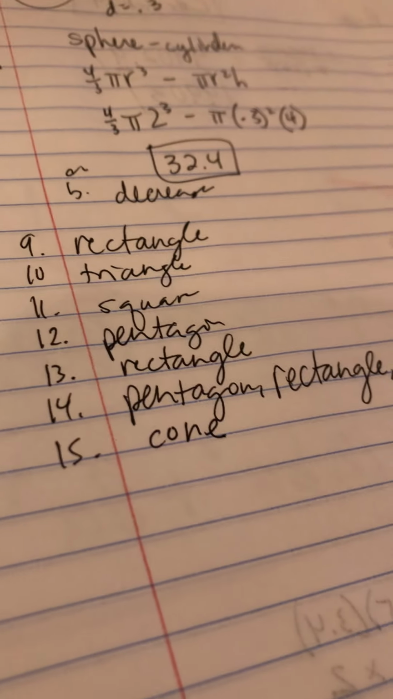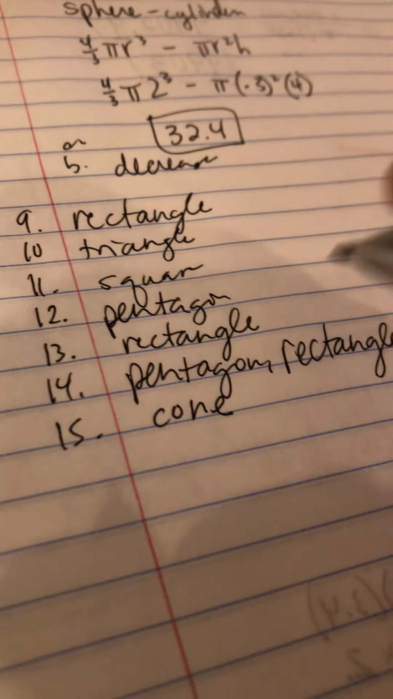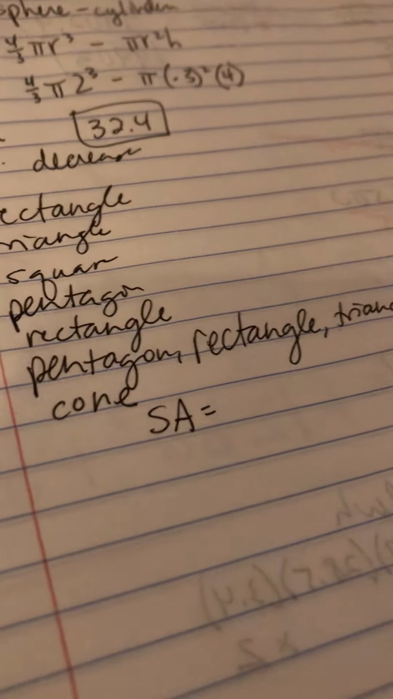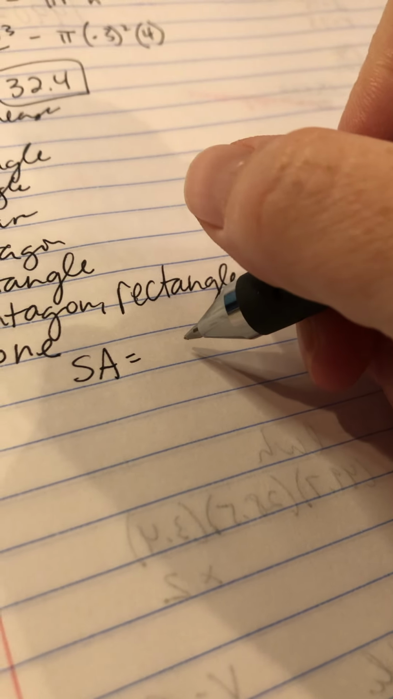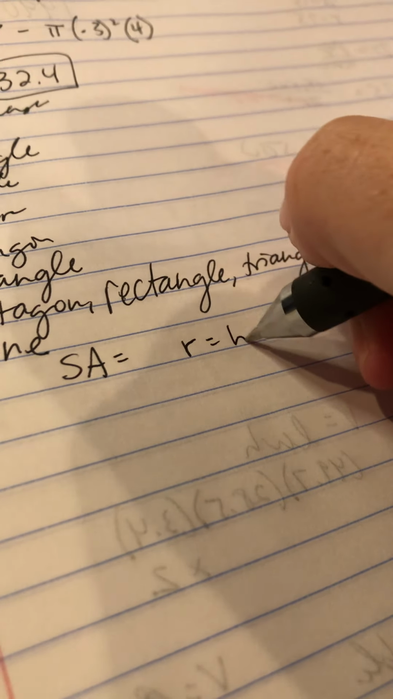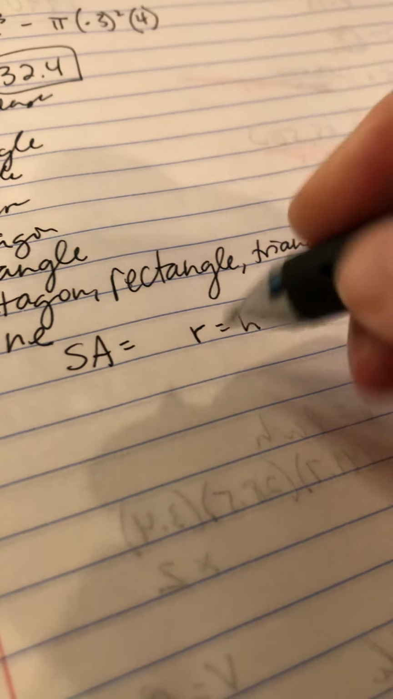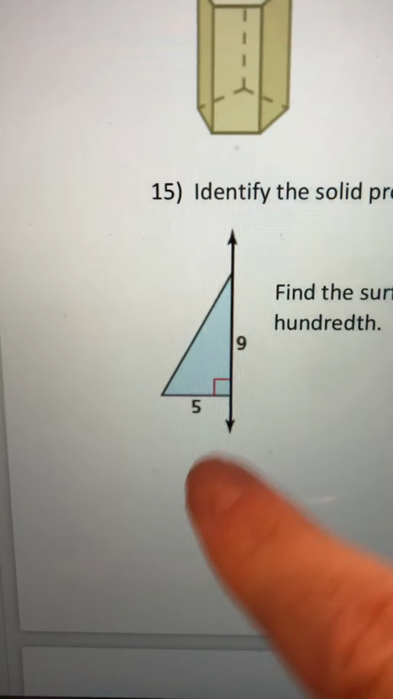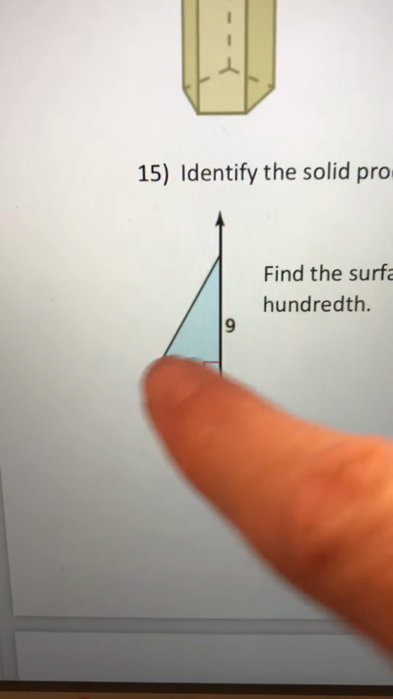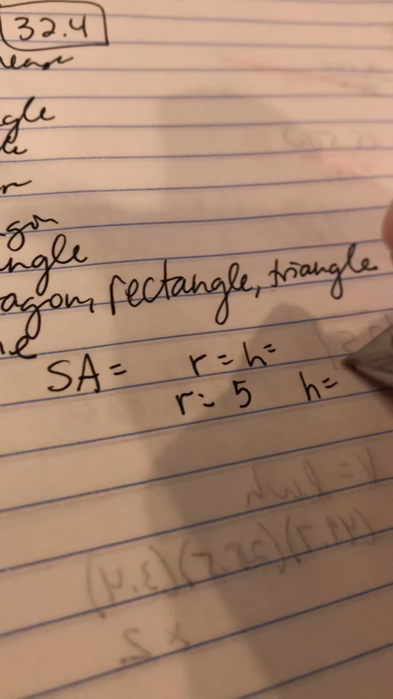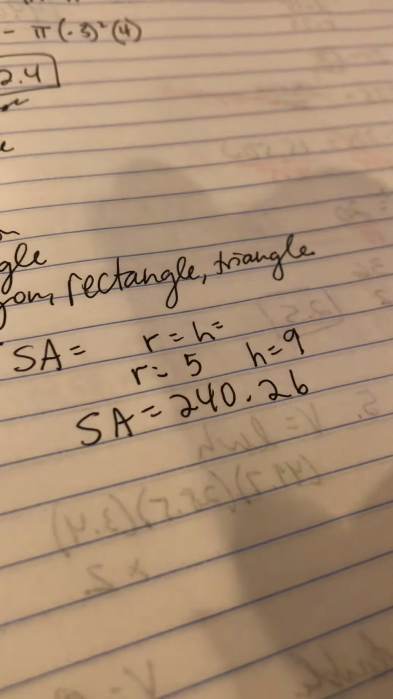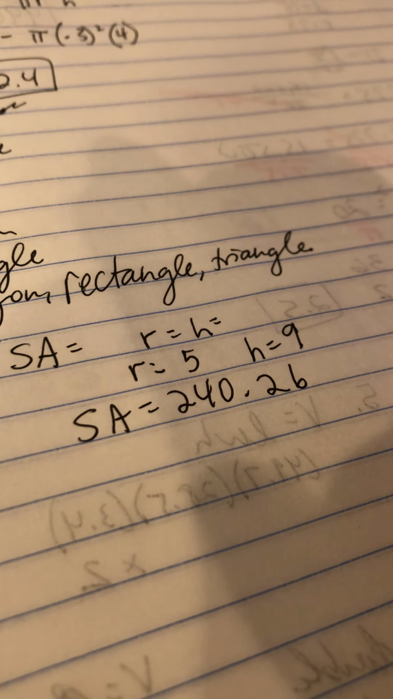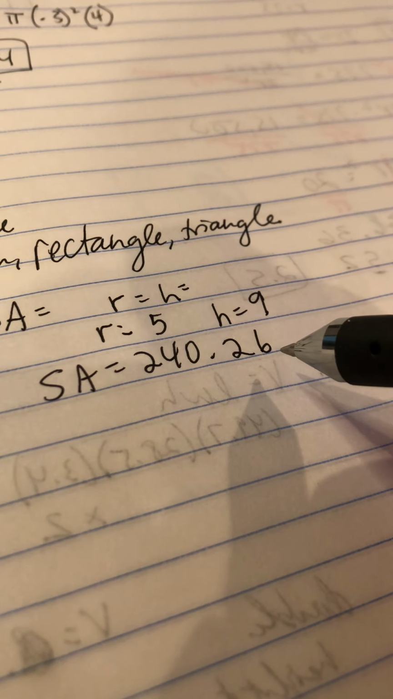And it says find the surface area. And surface area, I went ahead and just used the Google app. Personally, I went into Google and I said surface area of a cone, and it let you put in the radius and the height, and it will give you the answer. So the radius, you have to know that this is the radius because it's from the center out, and this is the height, 9. So if you put in radius is 5 and height is 9, it gave me the answer that surface area is 240.26. It says round to the nearest hundredth, so that's what I must have done.